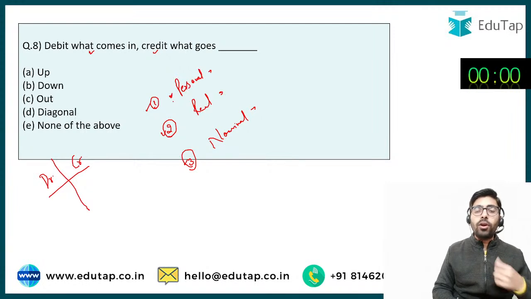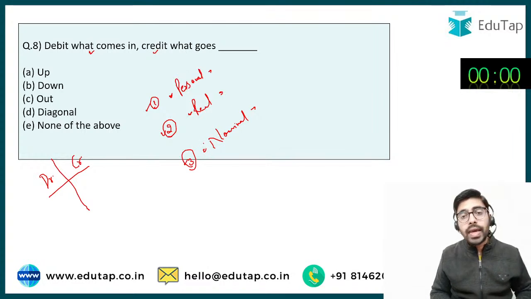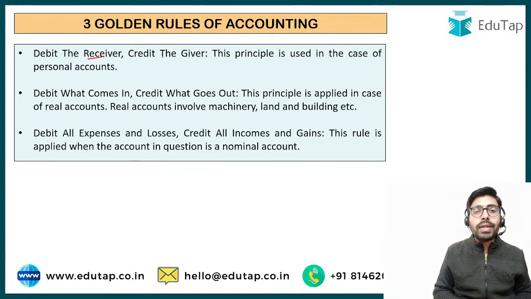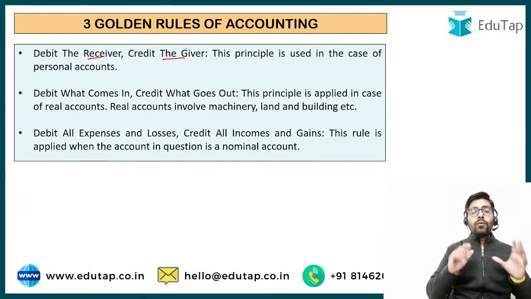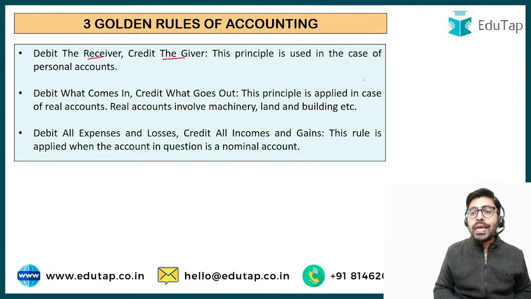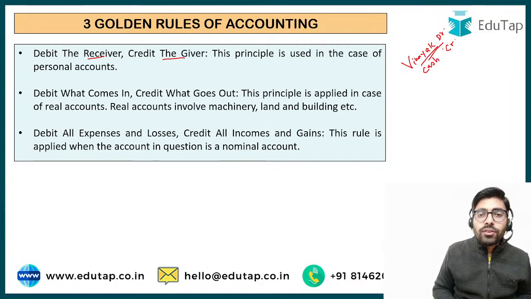Personal accounts basically belong to people. Real accounts are assets and liabilities. Nominal accounts are related to your expenses and incomes. So the rule is like this. For personal accounts, the rule is debit the receiver and credit the giver. How are you going to apply this rule? Suppose I am paying rupees 1000 to Vinayak. Vinayak in this case is going to be the receiver. So I am going to debit Vinayak. And what am I going to credit? In this case, I am going to credit cash. So the receiver is to be debited and the giver is to be credited.